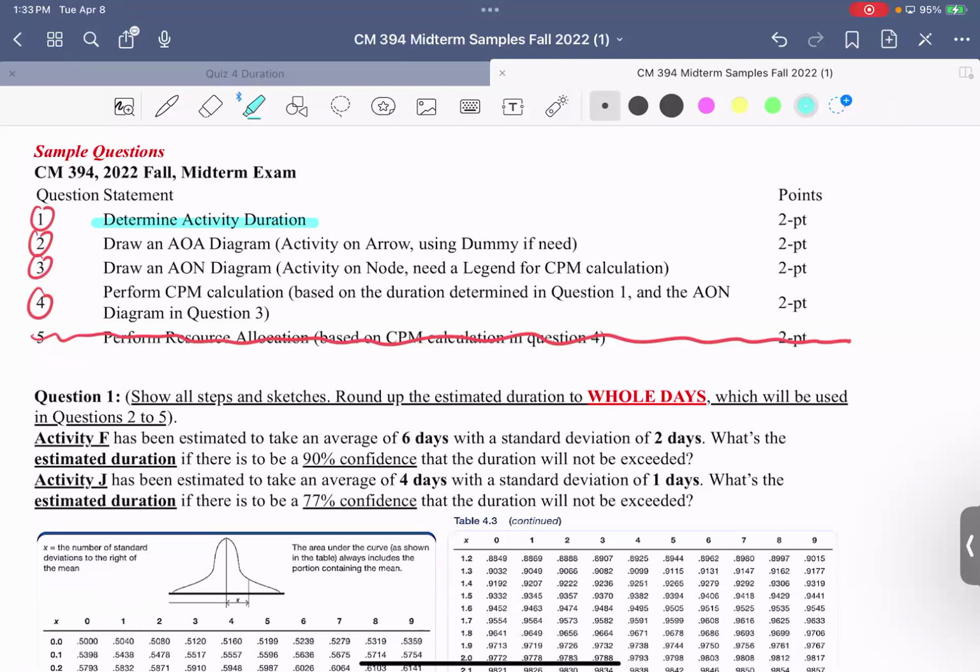And the question 2, it is activity on the arrow, right? We spend a lot of time for this one. Question 3 is the activity on the node, which we are using for our CPM calculation. Please do the question 3 and the question 4 separately. Do those 2 separately. That means you will have your AON diagram and then you have your CPM diagram, okay? Do that separately.